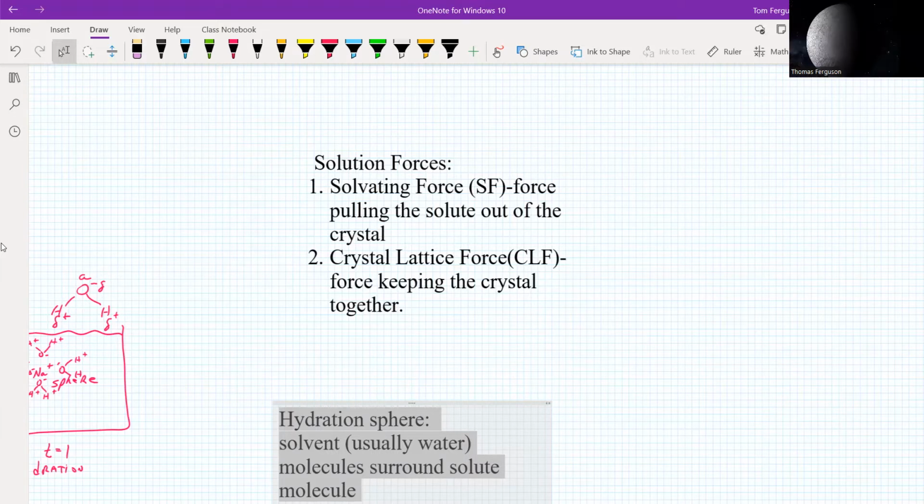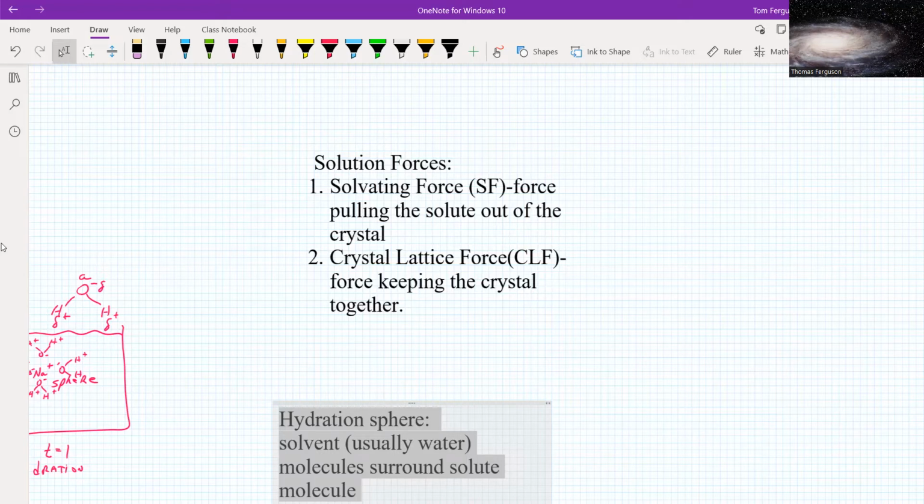Within the solution, there are 2 forces at work that are either pulling the crystal apart or keeping it together. And it's a battle of the forces. One's called the solvating force. The solvating force pulls the crystal apart. The crystal lattice force keeps the crystal together. Whatever force is stronger will predominate.